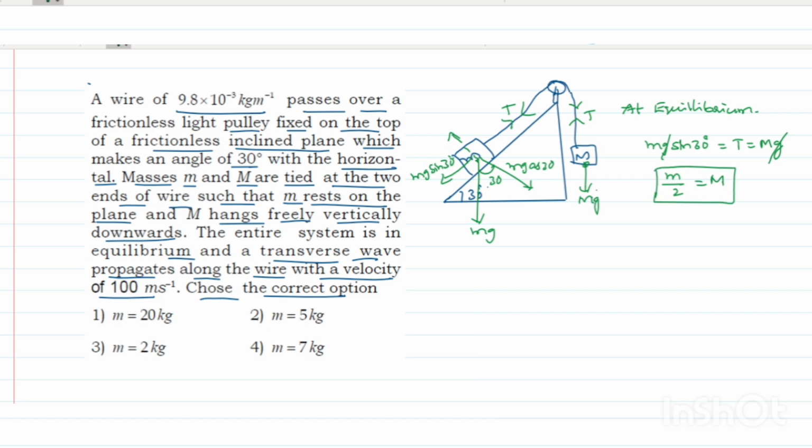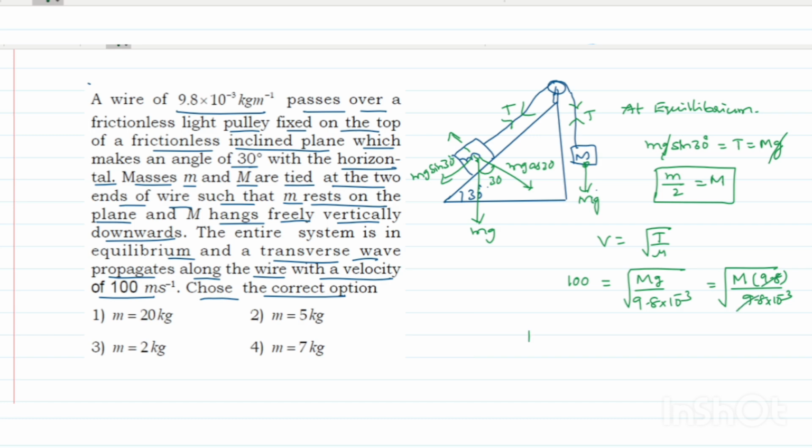Now the velocity is given. v equals root over T by mu. The velocity is given as 100 meters per second, which equals root of tension, that is Mg, divided by the linear mass density, which is already given as 9.8 into 10 power minus 3. Here g value is 9.8, so this 9.8 gets cancelled.